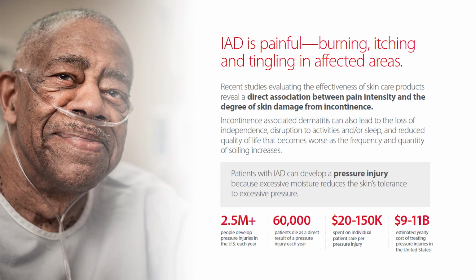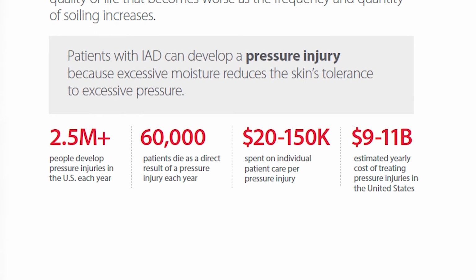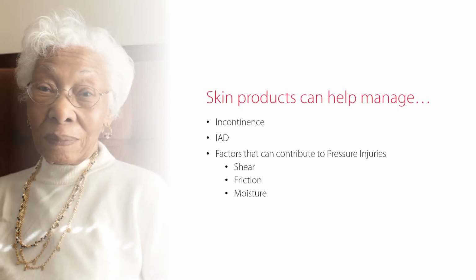Let's look at some statistics regarding pressure injuries. On an annual basis, more than 2.5 million individuals develop pressure injuries, and 60,000 people die as a direct result of them. $20,000 to $150,000 can be spent caring for an individual that develops a pressure injury, and $9 to $11 billion is spent to treat pressure injuries in the U.S. And this is not even considering the ramifications and cost of litigation. With these facts in mind, know there are skin products that can assist in the management of incontinence, IAD, and factors that contribute to pressure injuries such as shear, friction, and moisture.